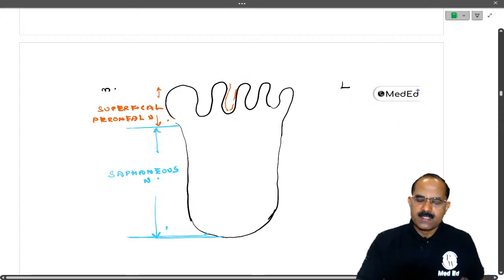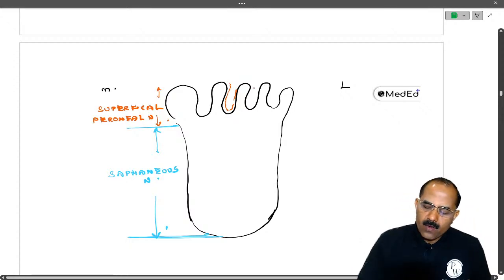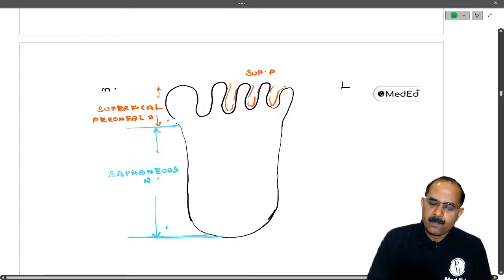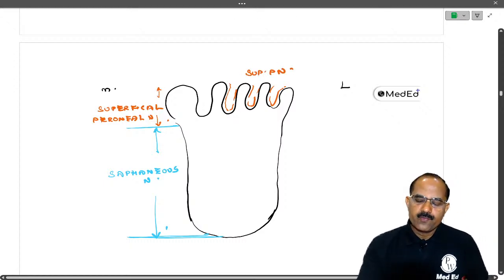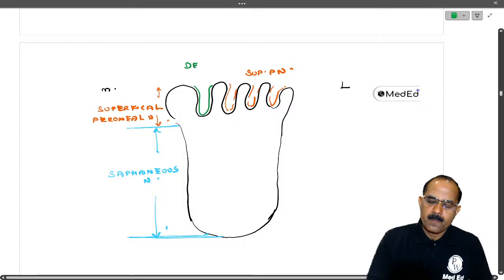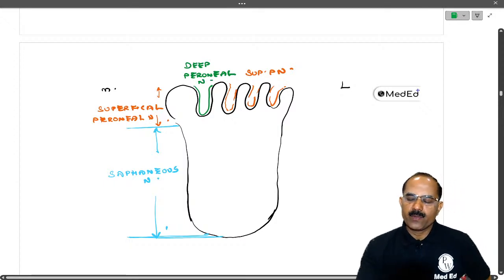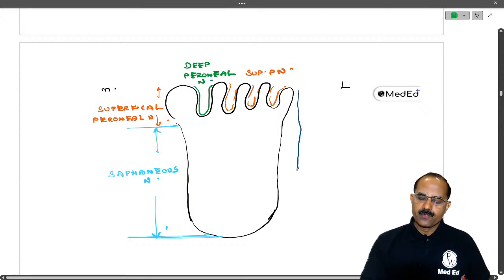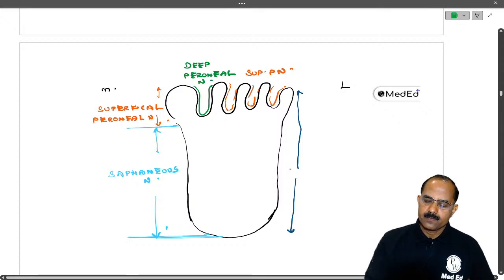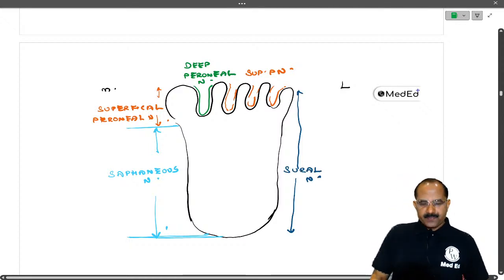All the web spaces are supplied by superficial peroneal nerve. The first web space समझते हो ना बच्चों? where we put our slippers, जहाँ पे slippers पहनते हो, the first web space is supplied by deep peroneal nerve. First web space is supplied by deep peroneal nerve, and the lateral aspect of the foot is supplied by whom? Sural nerve. बस ये याद रखना.